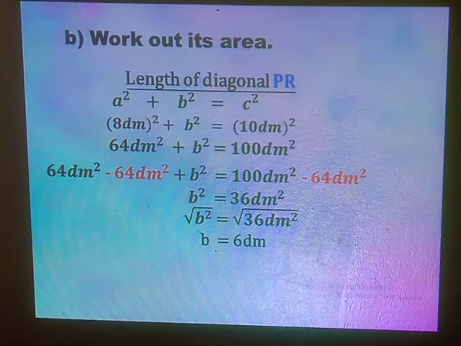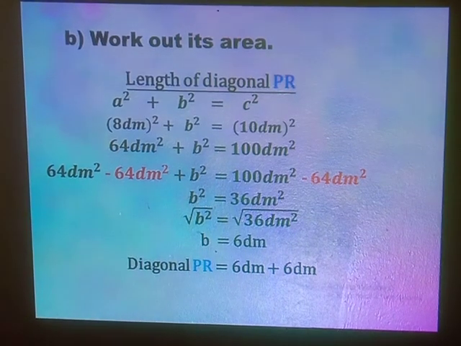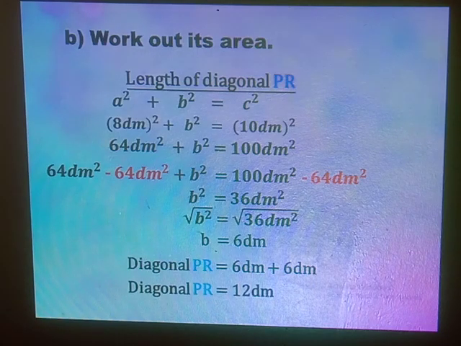Now we are looking for the length of the whole diagonal, that is diagonal PR. So we shall now look for it. Our diagonal PR is twice the value of B. So that B you're seeing there is only from the vertex to the center. So we need to add another one which moves from the center up to where R is. So we shall have 6 decimeters plus 6 decimeters. When we add that, we shall be able to get 12 decimeters. That's diagonal PR.